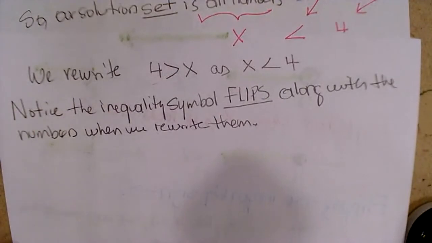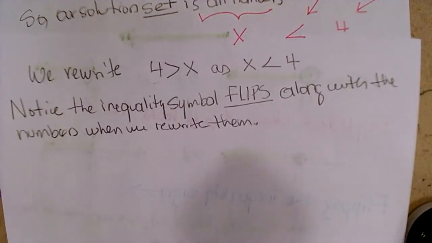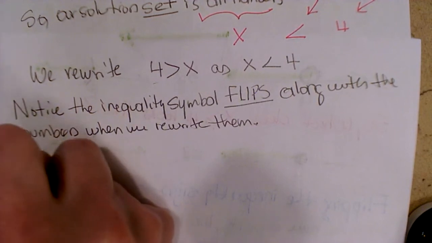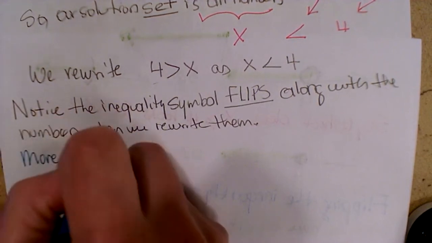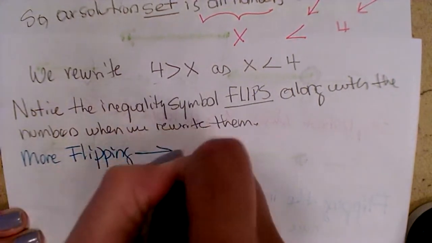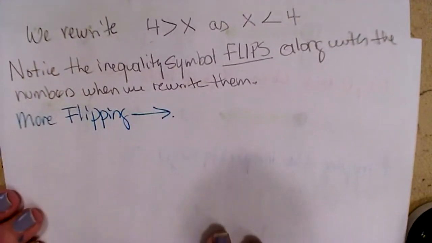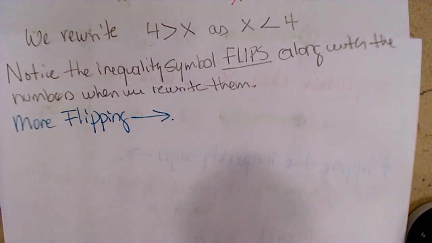Now, the next one says more flipping. We heard about the rule that says when you multiply or divide by a negative number, you flip or change the inequality symbol. So do we know why that really happens? Why are we really doing that?